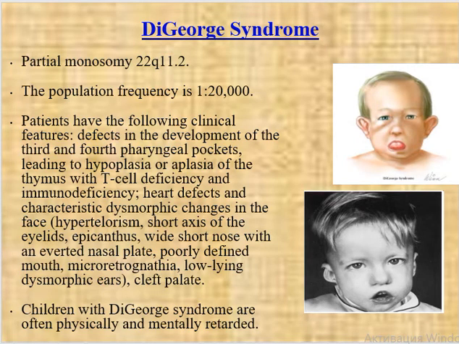DiGeorge syndrome. Partial monosomy. The population frequency is 1 in 20,000. Patients have the following clinical features: defects in the development of the third and fourth pharyngeal pouches, leading to hypoplasia or aplasia of the thymus with T-cell deficiency and immunodeficiency. Heart defects and characteristic dysmorphic changes in the face, for example, short axis of the eyelids, epicanthus, wide short nose, cleft palate. Children with this syndrome are often physically and mentally retarded.